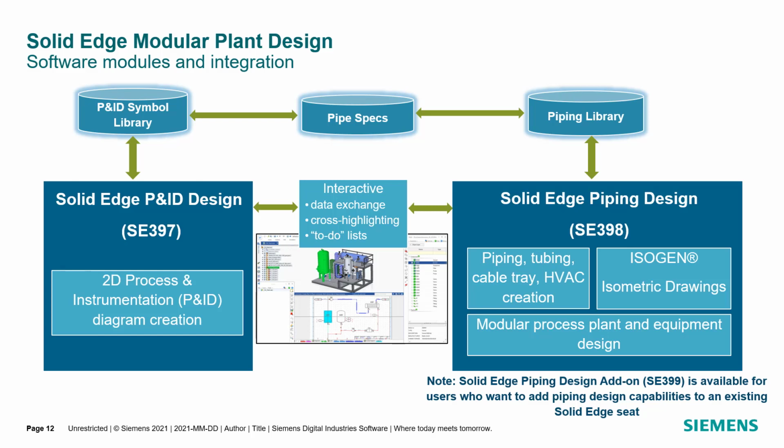Here is a schematic layout of the software modules that go to make up the Modular Plant Design Suite. On the left is P&ID Design Module SE397. On the right is Piping Design Module SE398, which incorporates the ISOGEN isometric drawing creation software. Note across the top where we have our pipe spec, P&ID symbol library and 3D piping library that all communicate together, allowing for a high degree of knowledge capture and automation, so reducing possibility of costly errors.